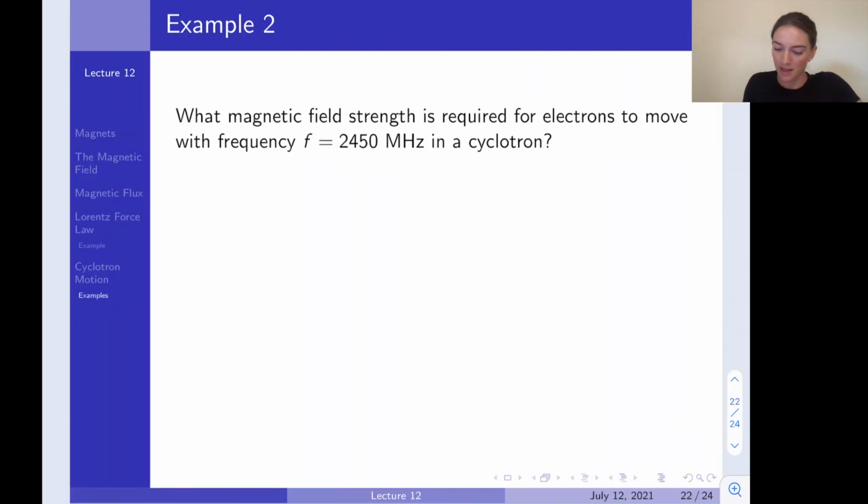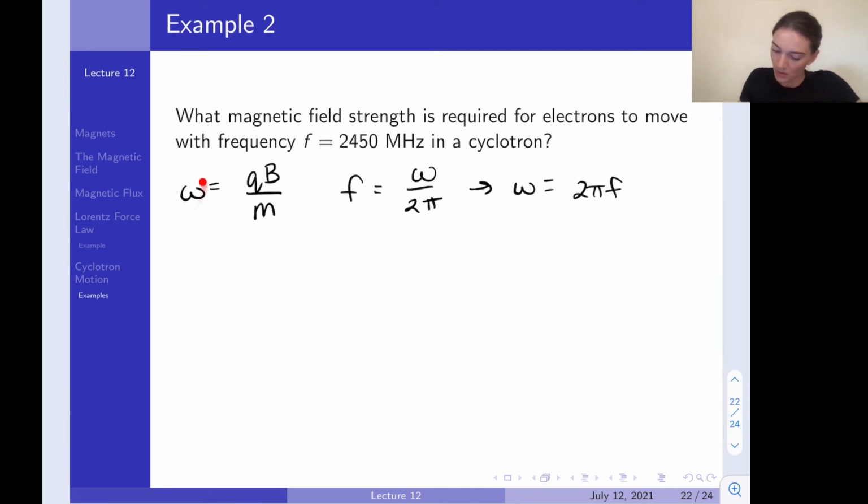So now let's do a simple example with this. What magnetic field strength is required for electrons to move with frequency f equals 2,450 megahertz in a cyclotron? So we had our omega, let's just write all our formulas, qB over the mass. And then remember, the frequency is omega over 2 pi. So let's replace omega with 2 pi times f. So let's replace that right here. So we have 2 pi times f is equal to qB over m.